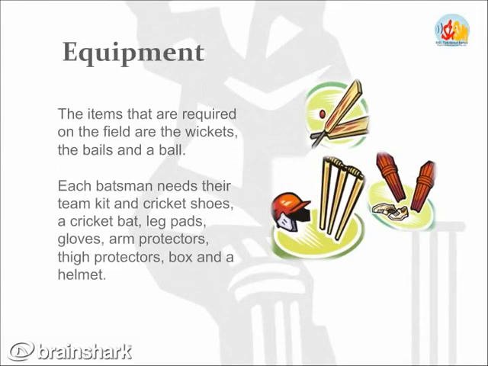Equipment. The items that are required on the field are the wickets, the bails and the ball. Each batsman needs their team kit and cricket shoes. A cricket bat, leg pads, gloves, arm protectors, thigh protectors, a box and a helmet.